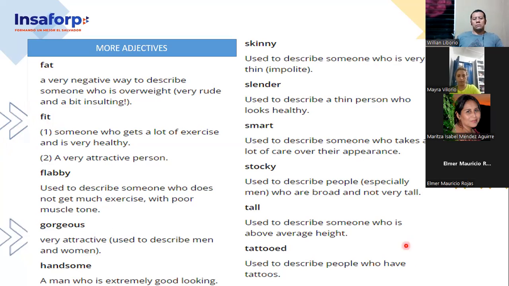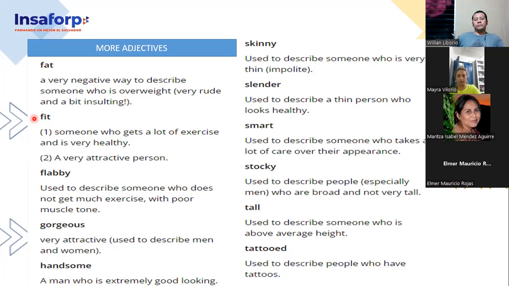Fit. Someone who gets a lot of exercise and is very healthy. Healthy. And two, a very attractive person. Attractive. Okay, so the adjective fit, we can use it in two different ways.